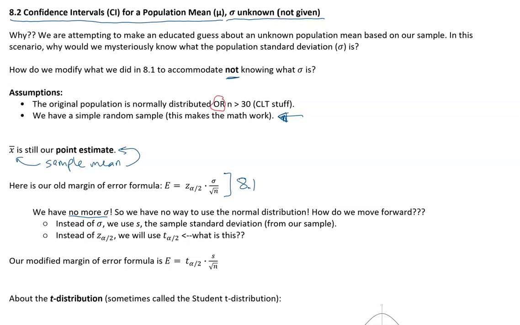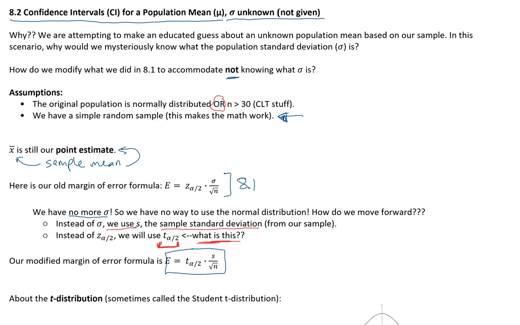So here we go. Instead of sigma, we're going to use s, the sample standard deviation, as we'll have our sample. And instead of z alpha over 2, we're going to use something new called t alpha over 2. It'll take me a little bit to explain it, but in any case, here is our new modified margin of error formula for this section. Still E, but it's t alpha over 2 times s over the square root of n. So it's the same structure, just with this new t thing and with s.